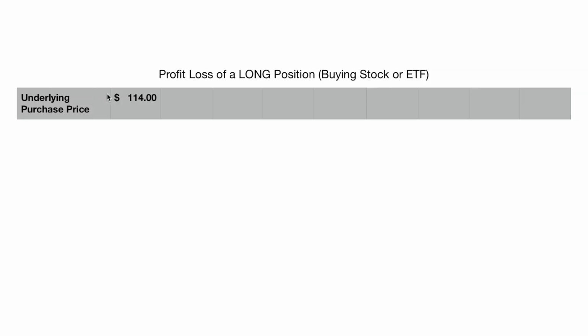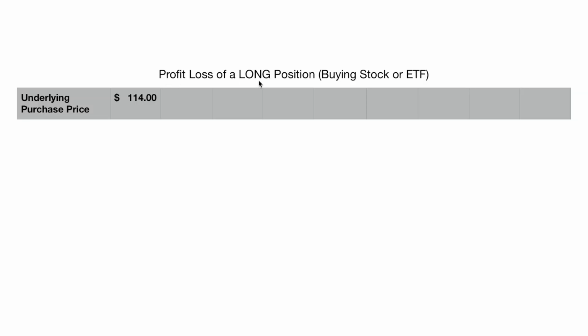So here we go. We have the underlying purchase price. Now the underlying in this case is Caterpillar, but it can be anything. It can be any stock. It could be an ETF, a bond, whatever. And this is the profit loss of a long position, so buying a stock or ETF. In this case, it's Caterpillar, $114.